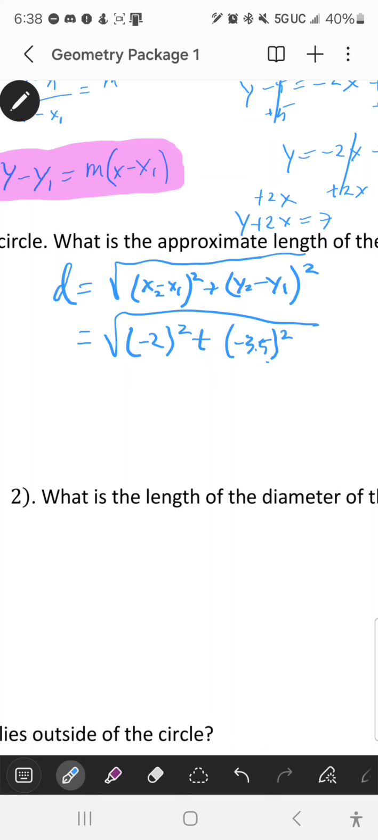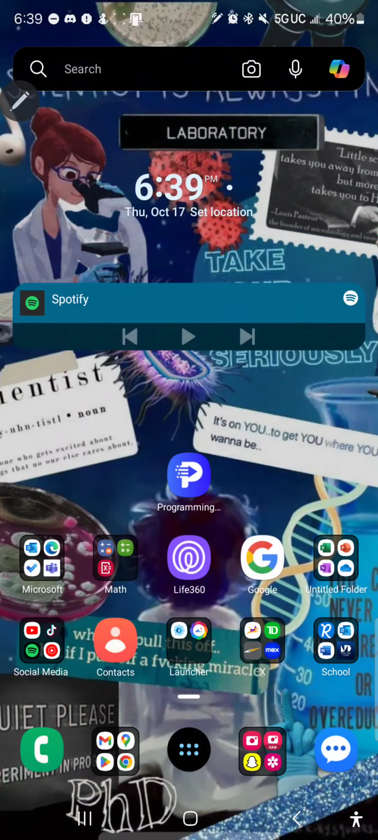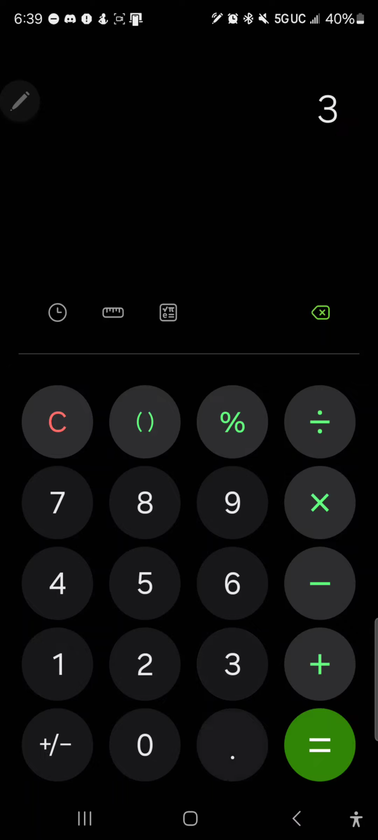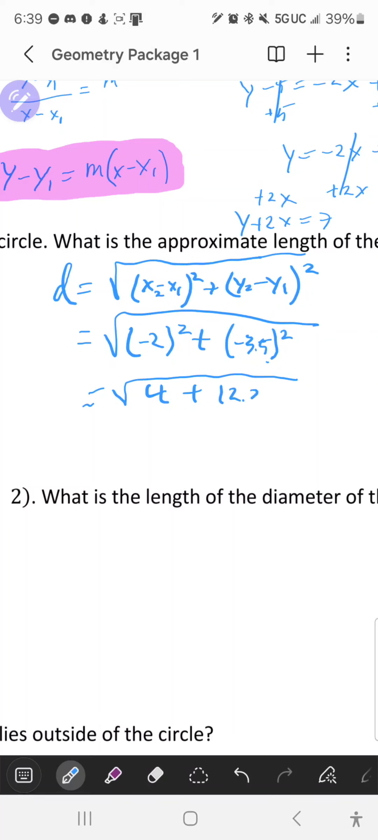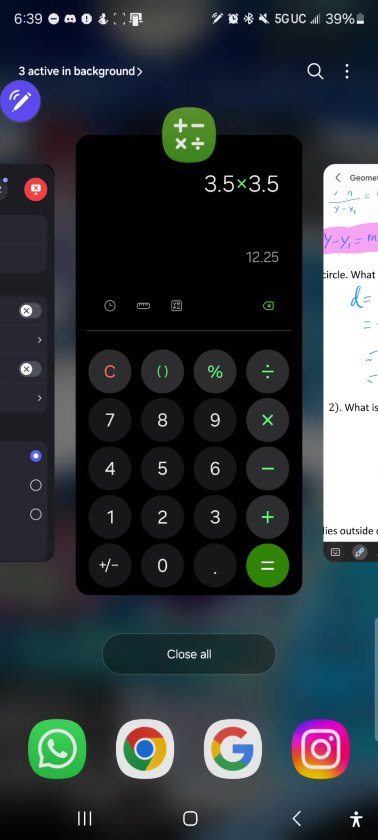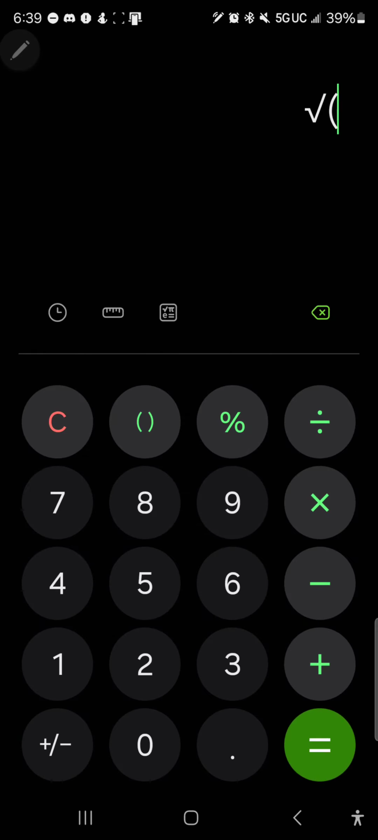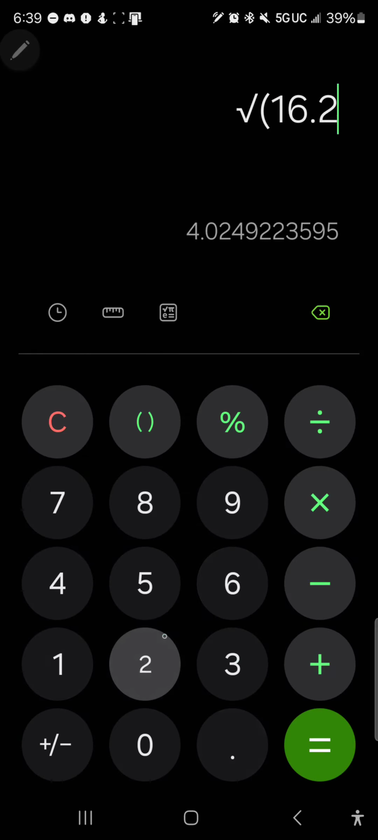Now, negative times negative is going to be positive, so it's going to be the square root of 4 plus 3.5 times 3.5. Negative times negative is positive, so I just put it positive either way. This is going to be 12.25. 4 plus 12.25 is 16.25. And we go to our calculator and take the square root of 16.25.